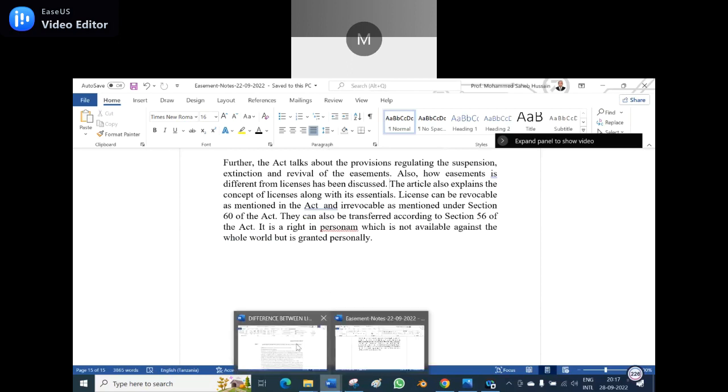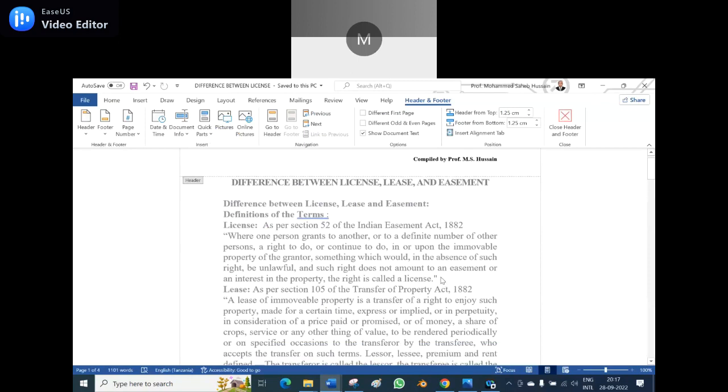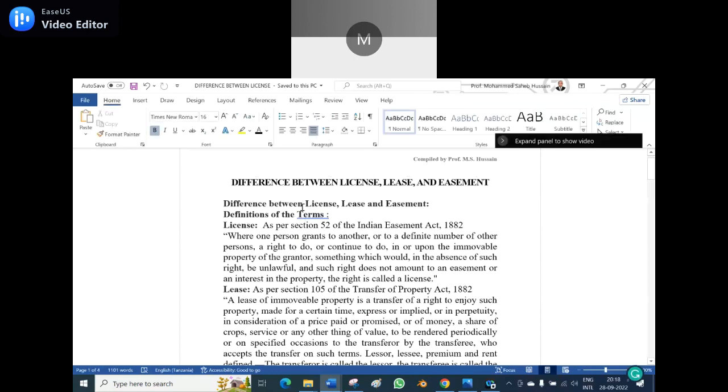Now let us see what would be the distinction among the license, lease, and easement. Difference, we don't say between. What do you have to say? If you know it, you tell me. If you don't know it, you say pass on. Among, sir. It is among. When more than two are there, we should say among. If there are two, then we can say the difference between the license and lease. But here, between should not be used. It would be better to say among. Difference among license, lease, and easement.